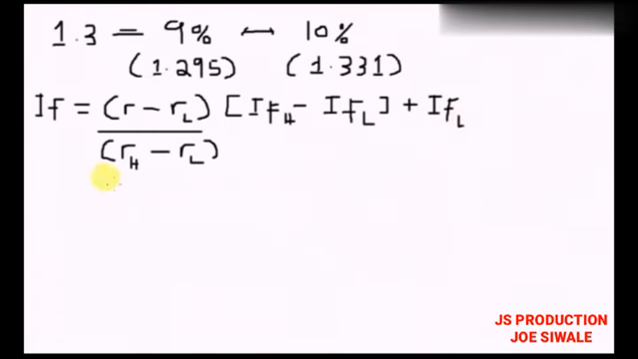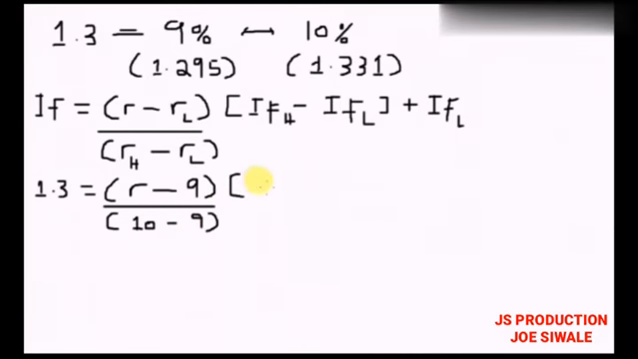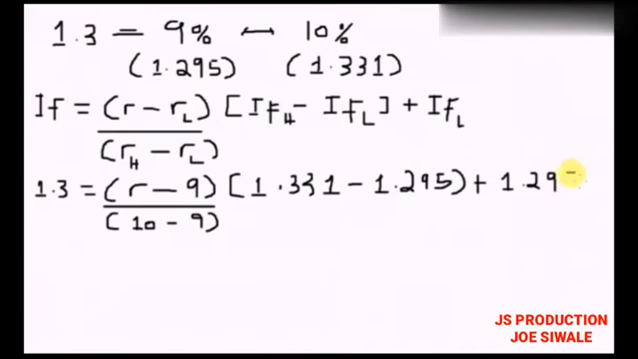So my IF, that's 1.3, is equal to, my R is the interest rate that I'm trying to calculate, so R minus 9, over 10 minus 9, then my interest factor on the higher part, 1.331, minus the interest factor on the lower part, 1.295, plus my interest factor on the lower part, 1.295. So I can say 1.3 is equal to R minus 9.